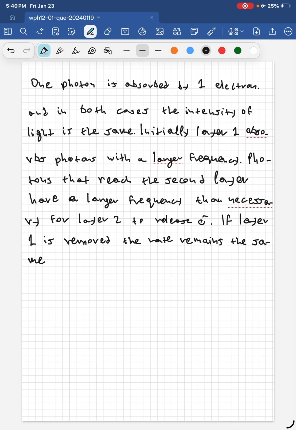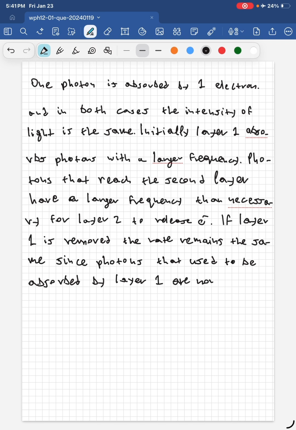Okay, since photons that used to be absorbed by layer 1 are now absorbed by layer 2.